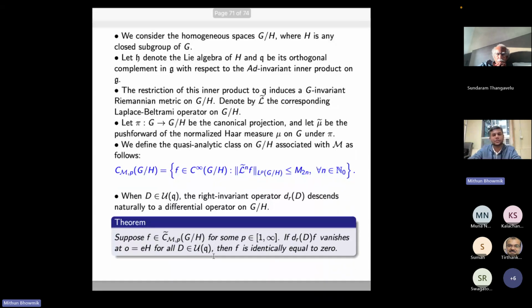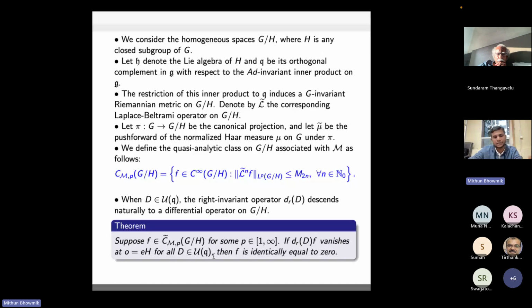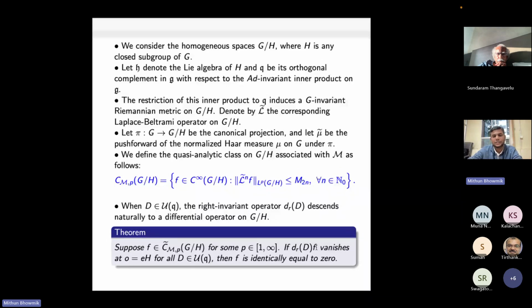It says that to obtain a unique continuation result, I don't need all of the differential operators coming from the universal enveloping algebra of G, but only those coming from the algebra of Q. I consider them as right invariant differential operators that act naturally as differential operators on G over H. The collection is smaller because we have extra symmetry on the function space, so that we can manage to prove this.